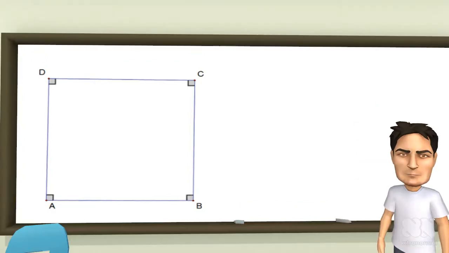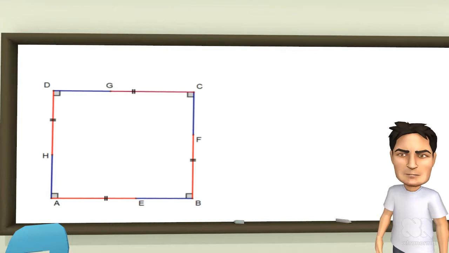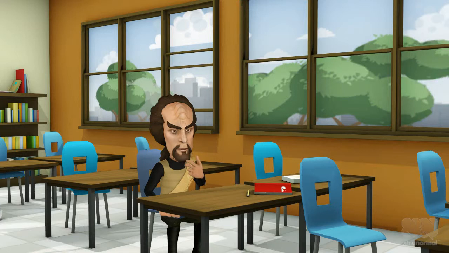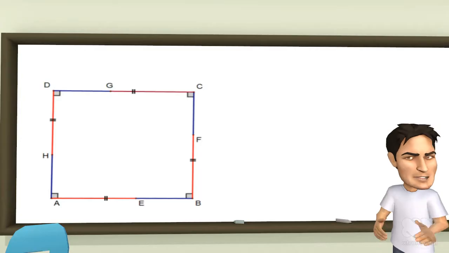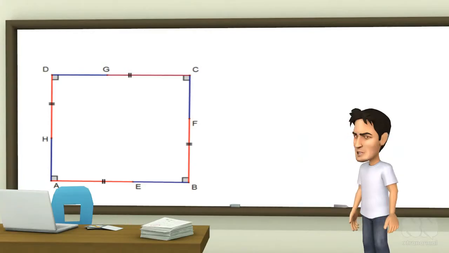On side AB, we pick a point and label it E. Then we locate point F on side BC, so that segment BF is congruent to segment AE. We continue the same process for the remaining sides. So Mr. Wade, am I correct in concluding that the segments in blue are also congruent by using segment subtraction? Brilliant, Zorg. Thanks. Let's mark the figure.